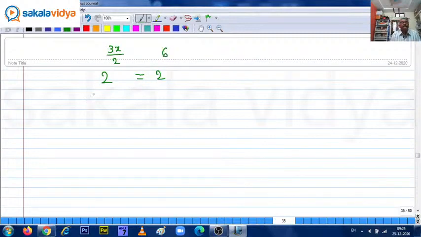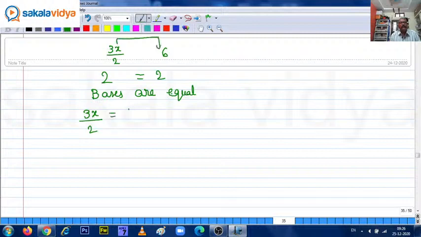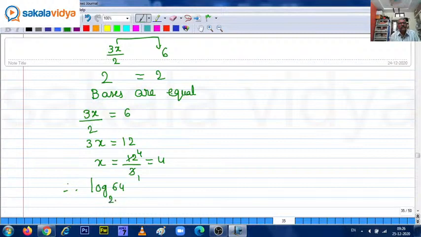Bases are equal. So now 3x by 2 must be equal to 6. Cross multiplication: 3x is equal to 12. x equals 12 by 3. 3 fours are 12. Answer is 4. Therefore, log 64 to the base 2 root 2 is 4. This is the answer.